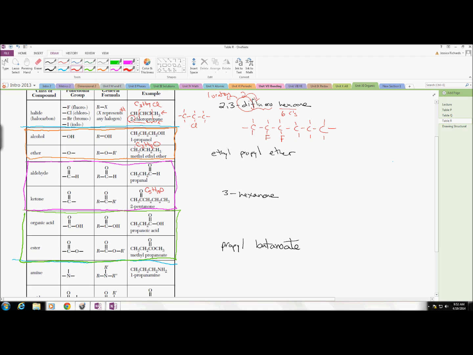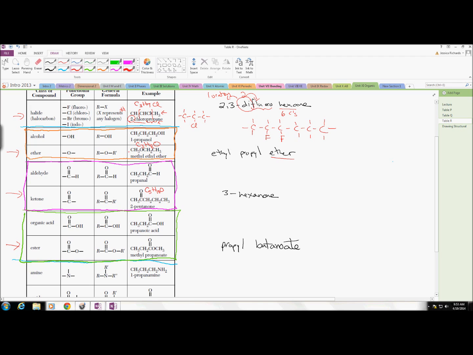The pattern over here will help you figure out what those instructions mean. So let's look at an ether. I put an example of how I'm going to use this table to figure out the structure of a halide, an ether, a ketone, and an ester. For the ether, I know it's an ether because it says ether in the name. So I look at my example. Here again, we have methyl ethyl ether.